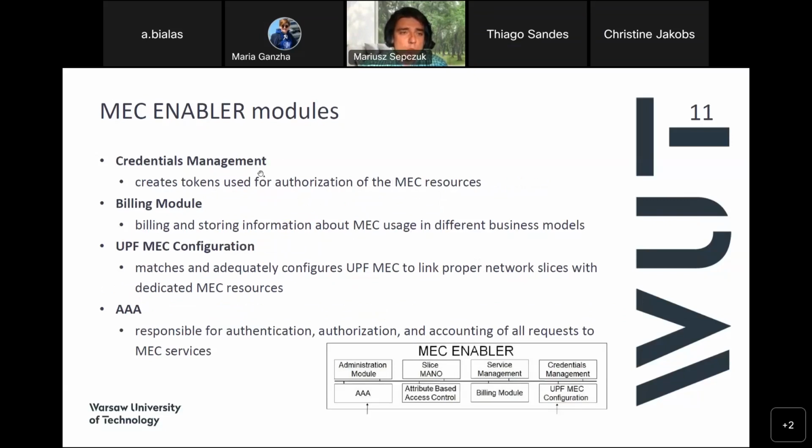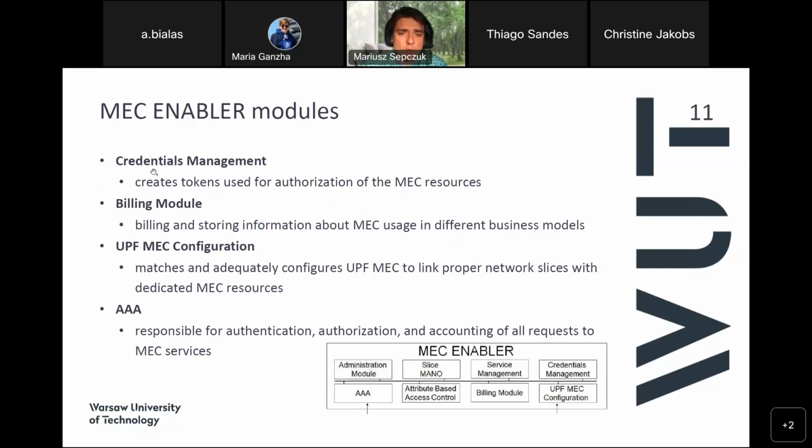The fifth module is credential management, and this module creates tokens that are used for authorization to MEC resources. And of course, these tokens are, during the whole usage of the service, monitored, refreshed, and deleted according to the service needs. The next one is the billing module.